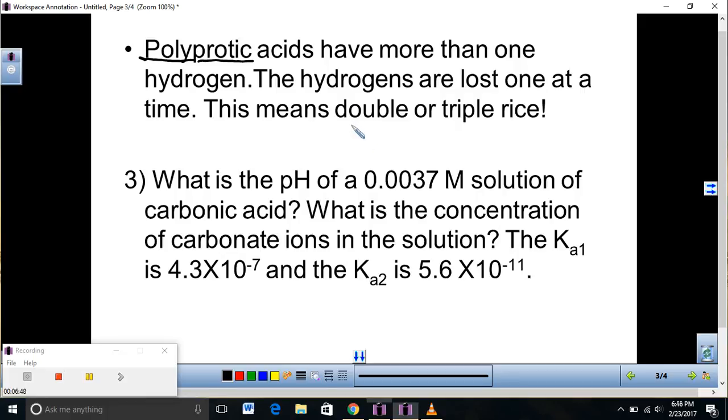A double rice meaning it has more than one hydrogen, for example, carbonic acid, H2CO3. There are two hydrogens, but they don't come off completely, and they don't come off both at the same time. They're not strong, so they come off one at a time. A triple rice would be like phosphoric acid. It has three hydrogens. So we're going to do the double.